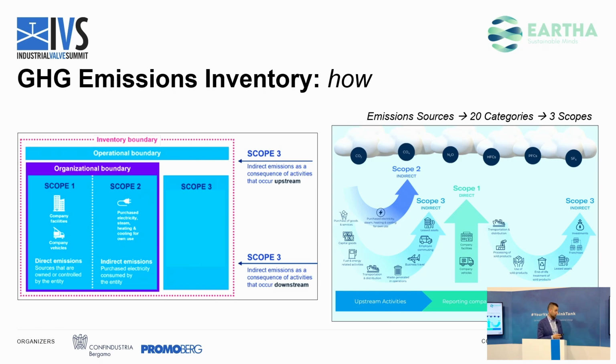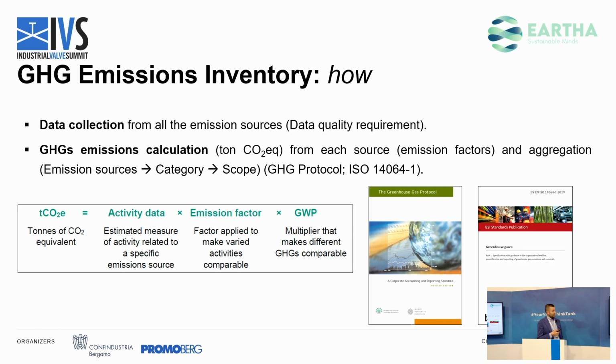After that, after defining the emission sources and classification of sources, we have to collect data as best as possible from all the emission sources, following the so-called data quality requirements. This means, for example, following the criteria of completeness, accuracy, transparency, and so on, according to the greenhouse gases protocol. Then we shift towards the emissions calculations in terms of carbon dioxide equivalent from each source.